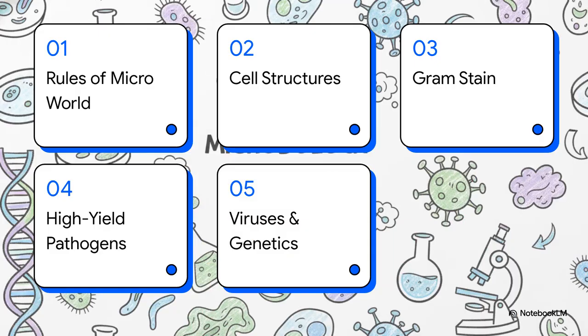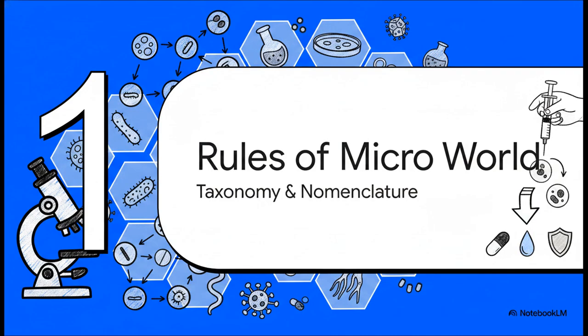Okay, let's dive straight into our agenda. We'll be hitting the rules of the microworld, cell structures, the gram stain, high-yield pathogens, and finally, wrapping up with viruses and genetics. Starting with Section 1, Rules of the Microworld, Taxonomy and Nomenclature.